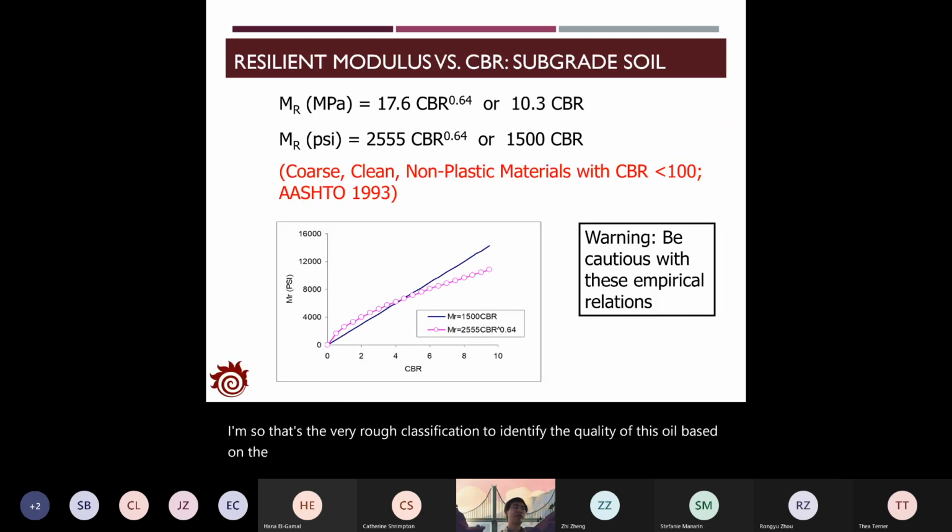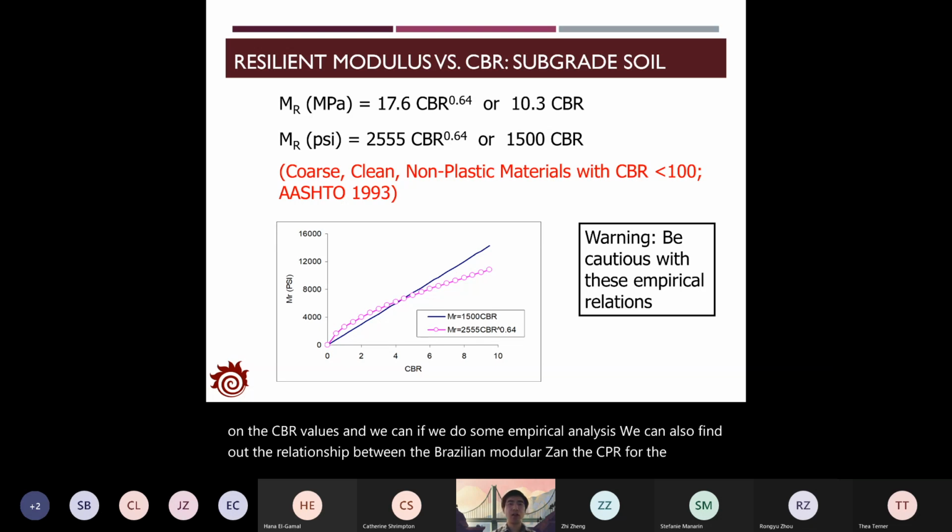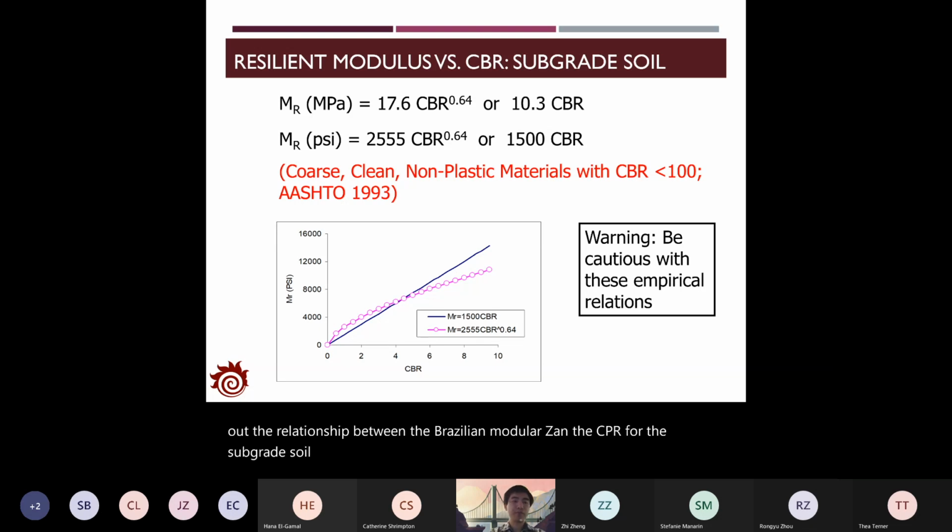And if we do some empirical analysis, we can also find out the relationship between the resilient modulus and the CBR for the subgrade soil. There will be a lot of studies about this relationship, and they can use some statistical models to find out this relationship.